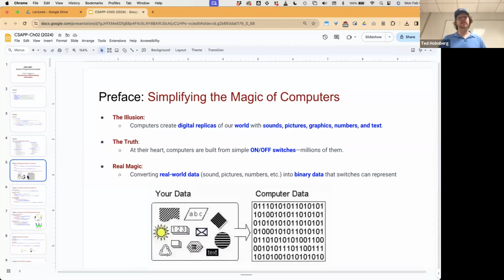But the truth is that at the heart, computers are just built from simple on-off switches, millions of them, right? So that's all a computer is. If that's what it is, then the real magic that we see is being able to convert our real world data, the sounds, the pictures, the numbers, whatever, into binary data that the switches can then model, that they can represent, right? This is the true motivating factor of what we're going to cover in this chapter. How do we take no matter what it is, whether it's a PNG, a JPEG, a .wav, a .mp3, a .mp4, and translate it into something that can store into our system? You have all these different data types that all end up having binary translations.